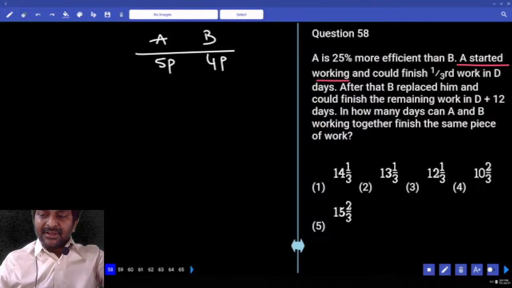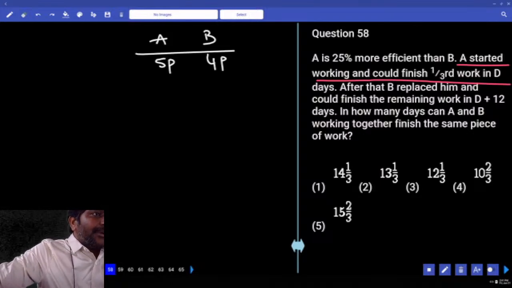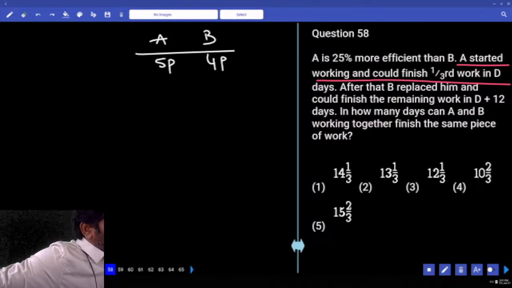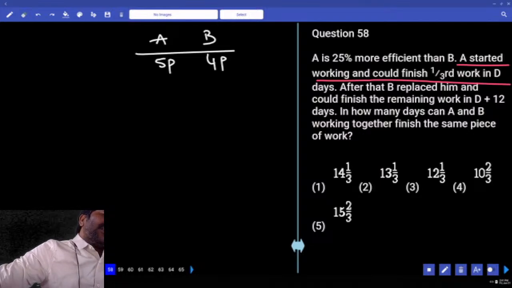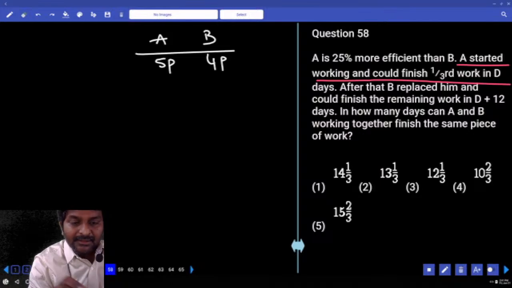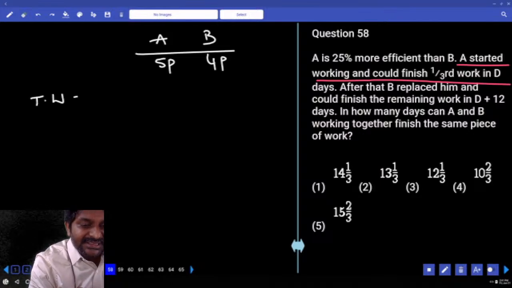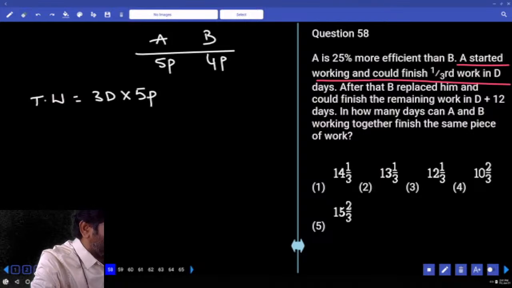A started working and could finish 1/3 of the work in D number of days. 1/3 of the work is completed in D days, right? Then the full work can be done in 3D days, correct? Then total work is equal to 3D into 5 parts, because A is doing that.